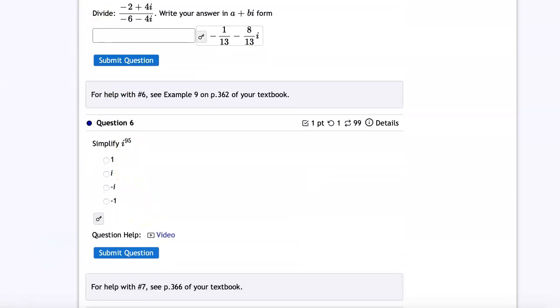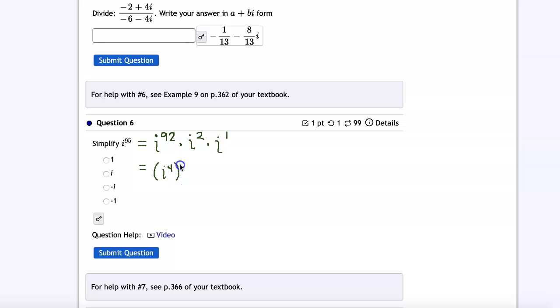In number 6, i to the 95th power, what we want to do is write i to the 95th power as some sort of power of an even number. Okay, so let's say 92, that is divisible by 4, so that's good. And then we could also multiply this by i squared, and then this is i to the 1st power. So you can actually break it down into multiple pieces if you want.